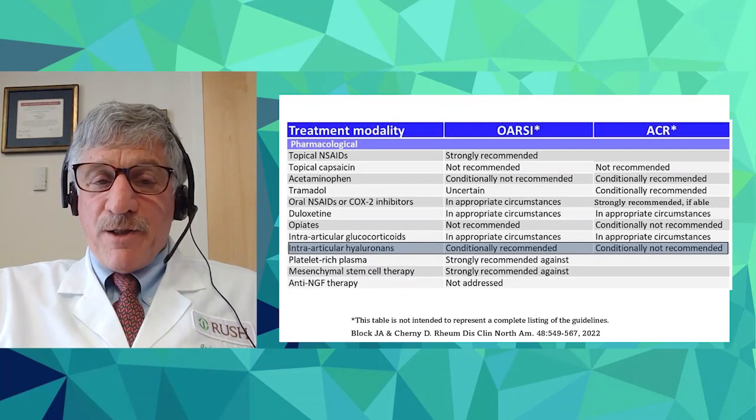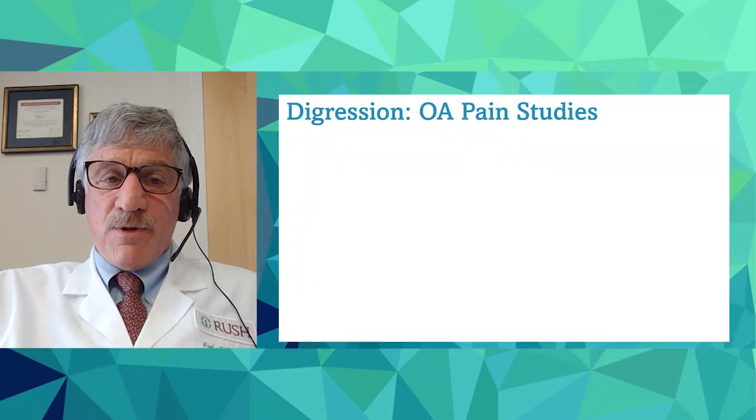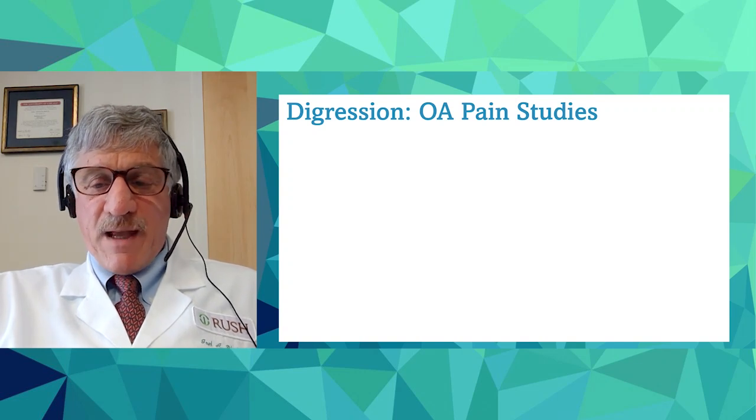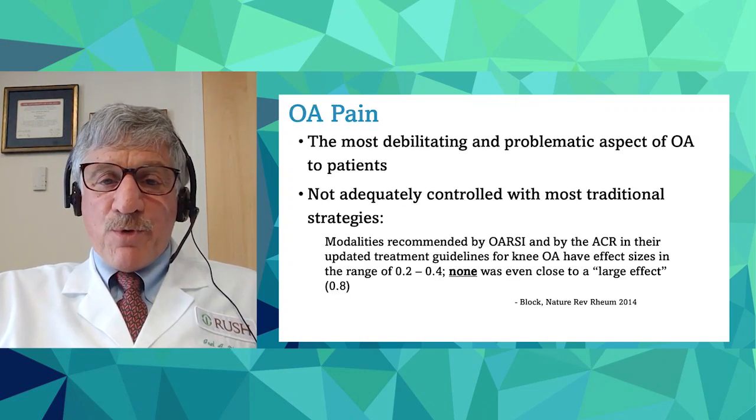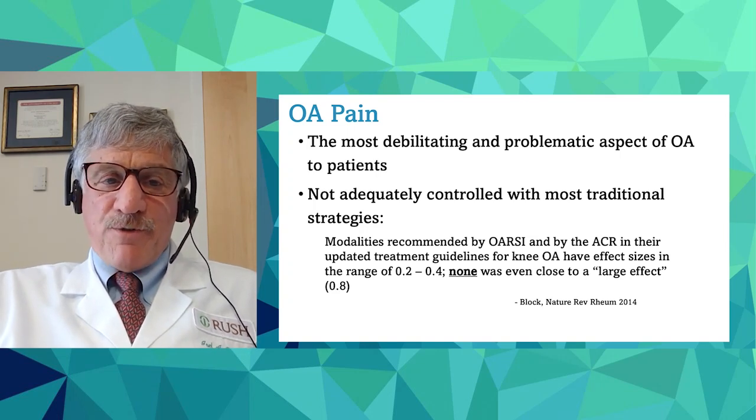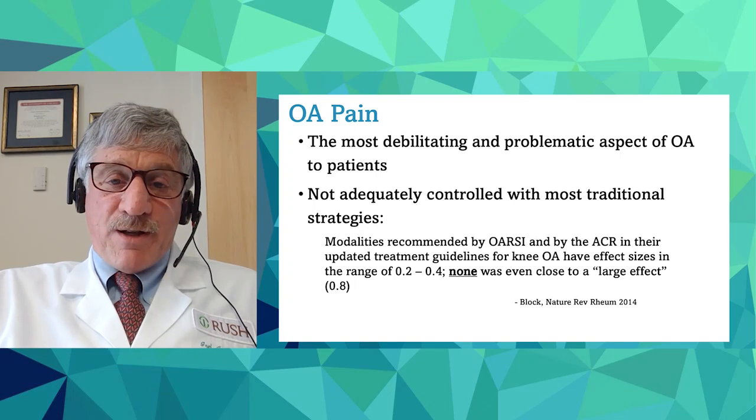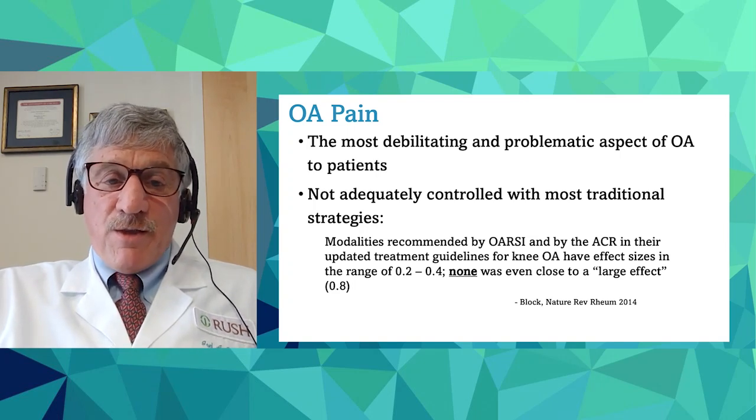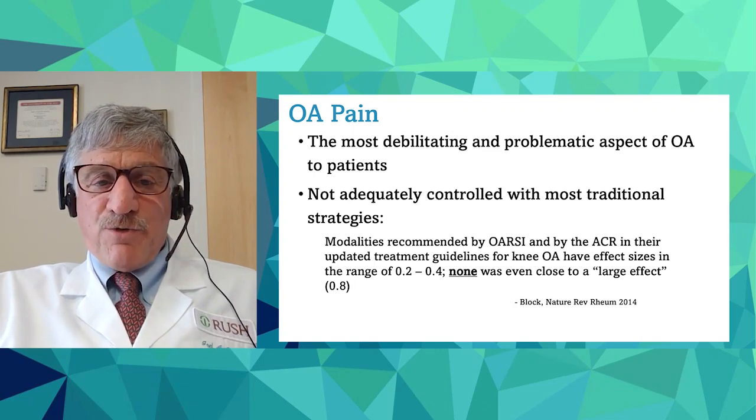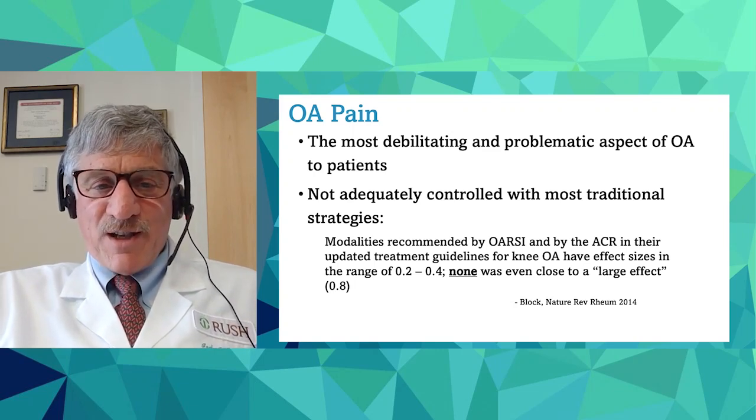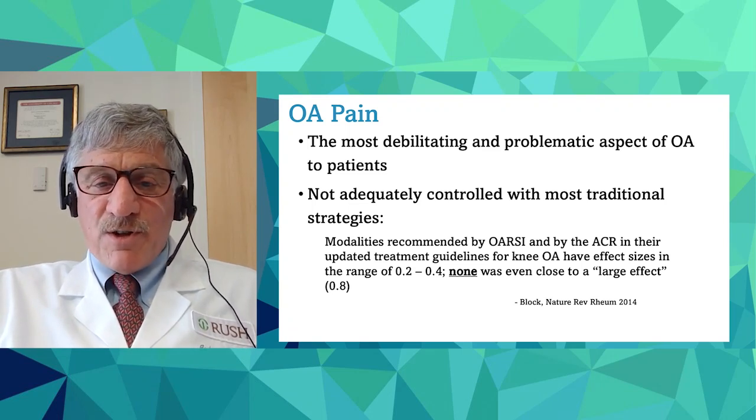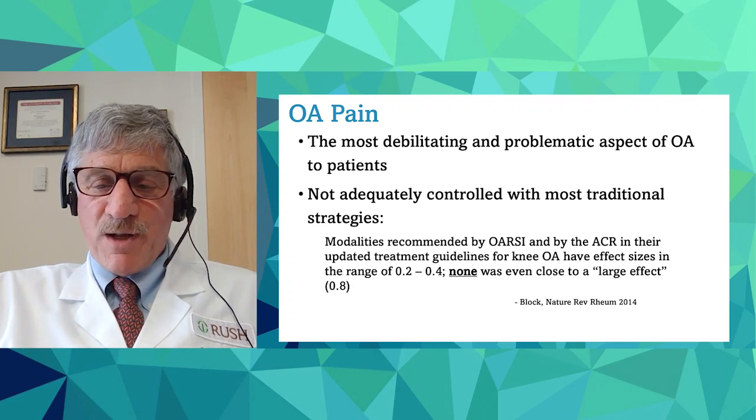Okay, intra-articular hyaluronic acid remains very controversial. And in order to understand why that is, I need to digress for a few minutes to talk about OA pain studies in general. First of all, as you know, OA pain is the most debilitating and problematic aspect of OA to our patients, and it's not adequately controlled with our traditional strategies. If you look at all of the modalities recommended by OARSI and by the ACR in their updated treatment guidelines for knee OA, they all have effect sizes in the range of 0.2 to 0.4. Not a single one of our treatments is even close to a so-called large effect of 0.8.